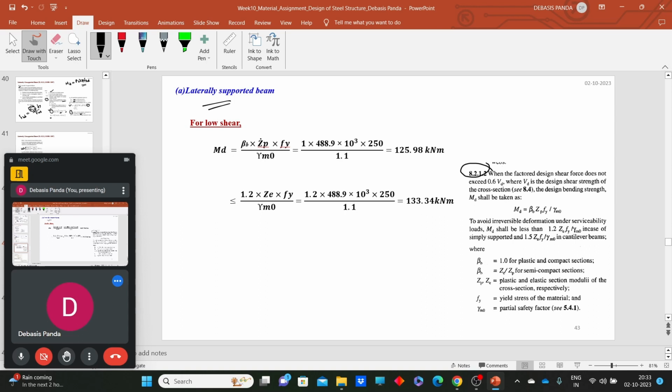Beta_b for that section: it is a plastic section, so beta_b is 1. Zp for that section is given already, or we have taken it from SP 6(1).